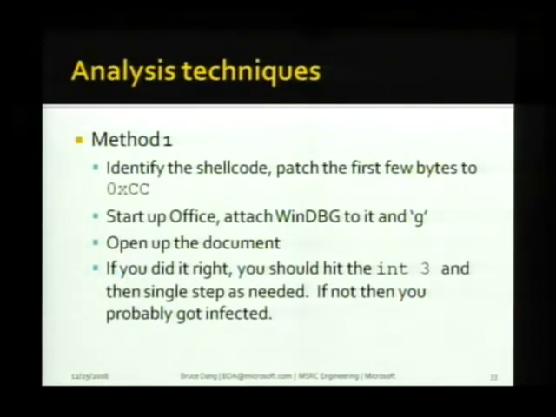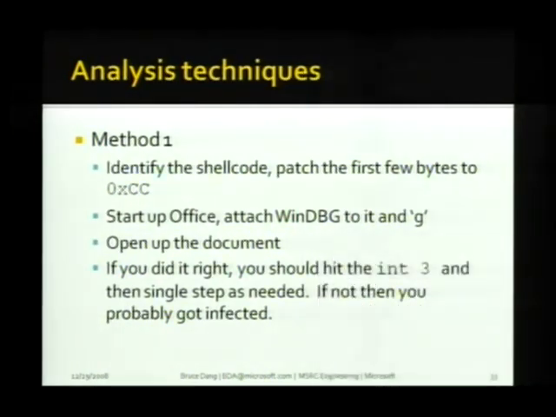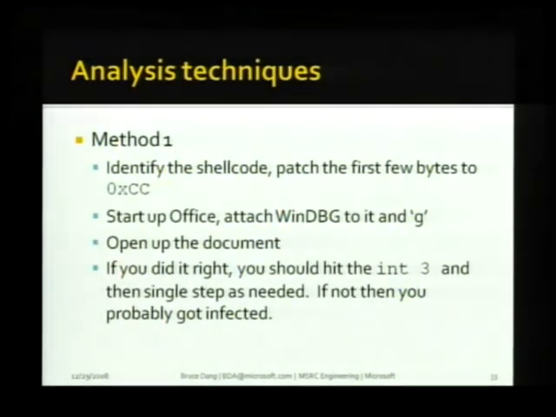Once you determine the shellcode, these are dynamic analysis techniques. For static techniques, you just page down and you read. Once you identify the shellcode, you patch the first few bytes with 0xCC, which is INT3, and then at startup of Office, you attach a debugger to it, and you click on the document and open it up. If you identified the shellcode correctly, then you'll hit a breakpoint. But if you didn't, then you'll be screwed, because then the shellcode will run, right?